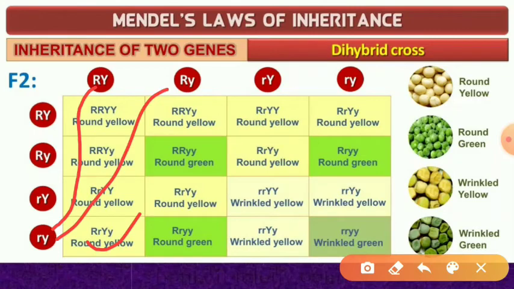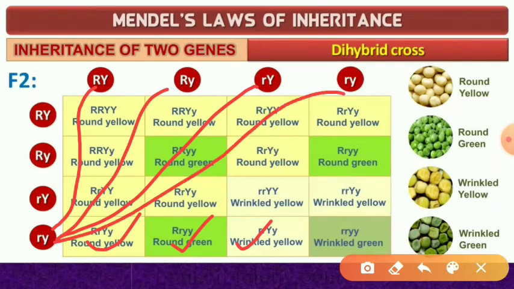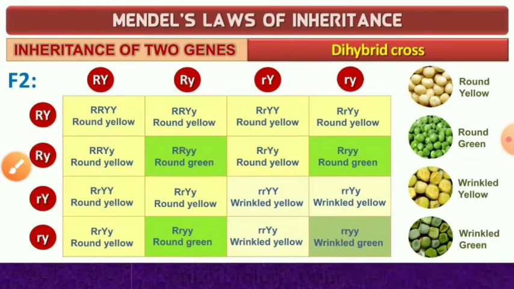Then here capital R, small y, round green. Then capital R, capital Y, wrinkled yellow. The last product, small r, small y, wrinkled green. Here two new characters are produced in the F2 generation in the dihybrid cross.